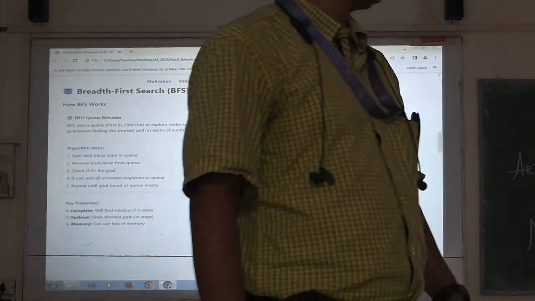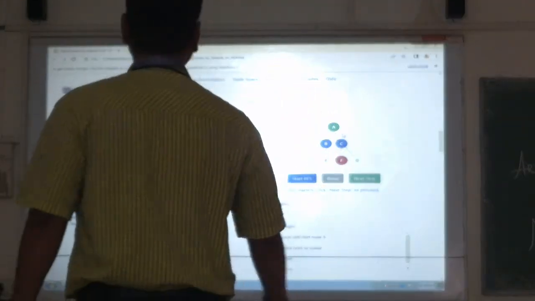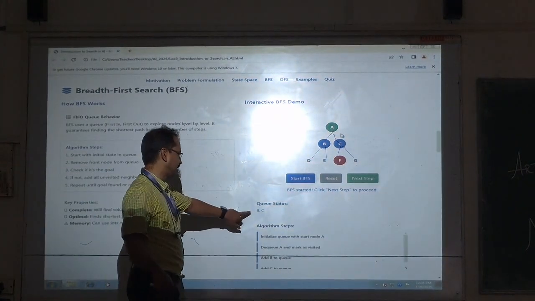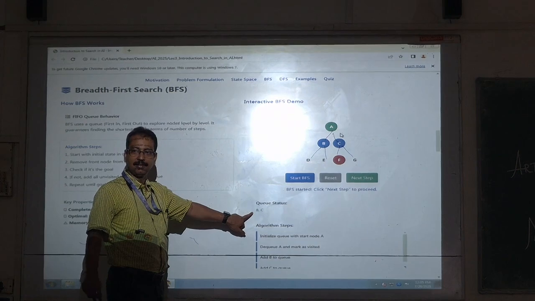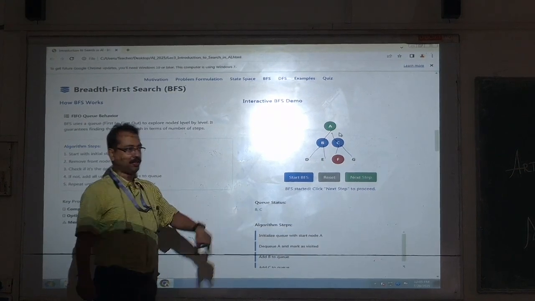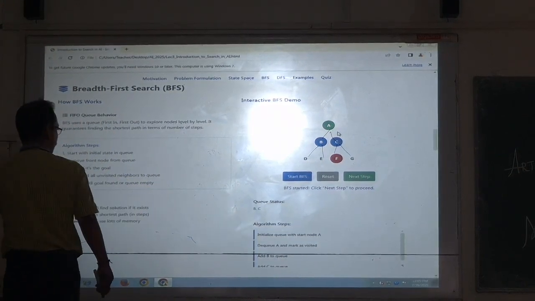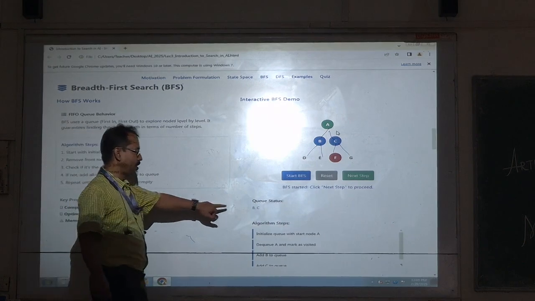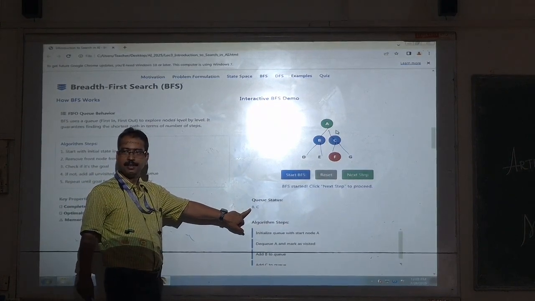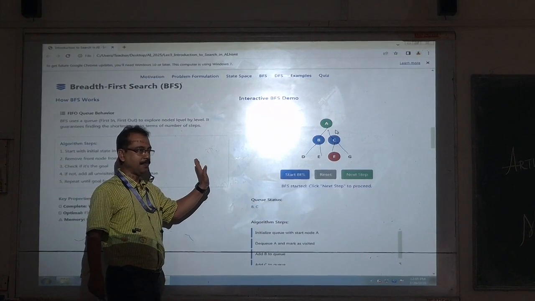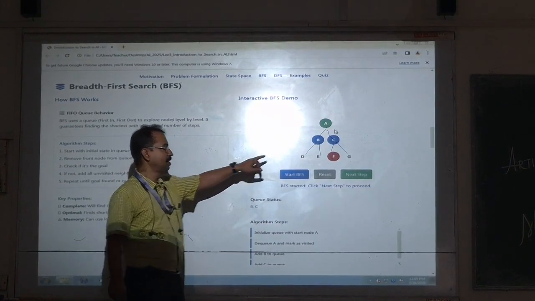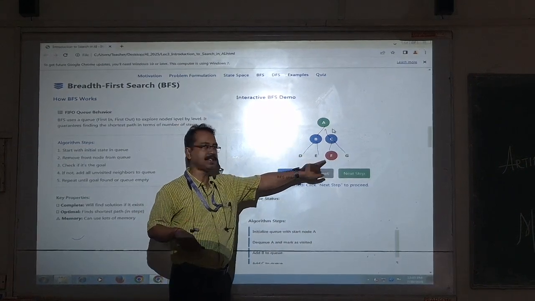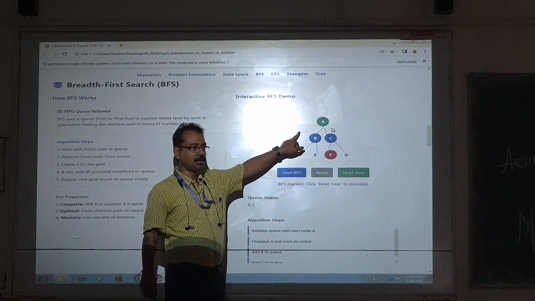What are the neighboring nodes of A? B and C. So you see in the queue, B and C are inserted. Is it or not? Then the next step is what? Remove the first node from the queue. So what is the first node? B. So B came first, so B will be popped, and on B we will check whether B is a goal node or not. If B is a goal node, good, but here the goal node is F. So B is not the solution.